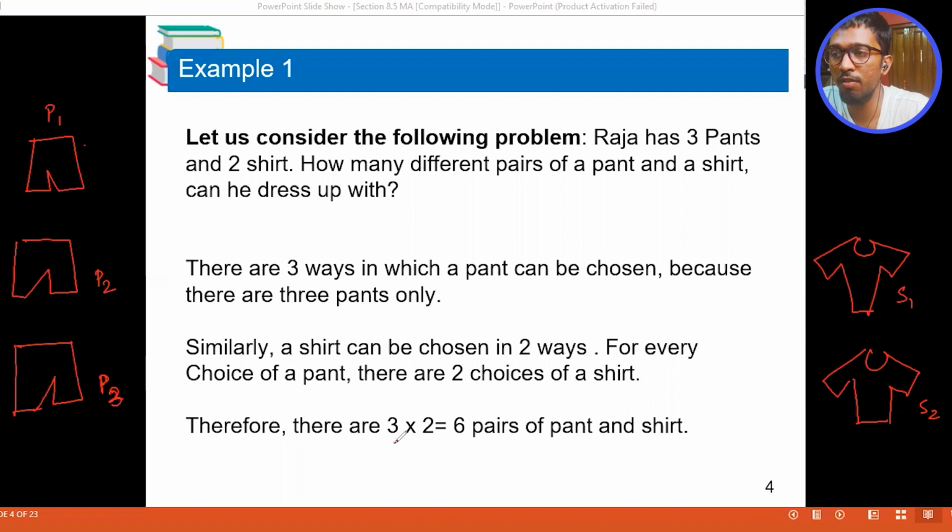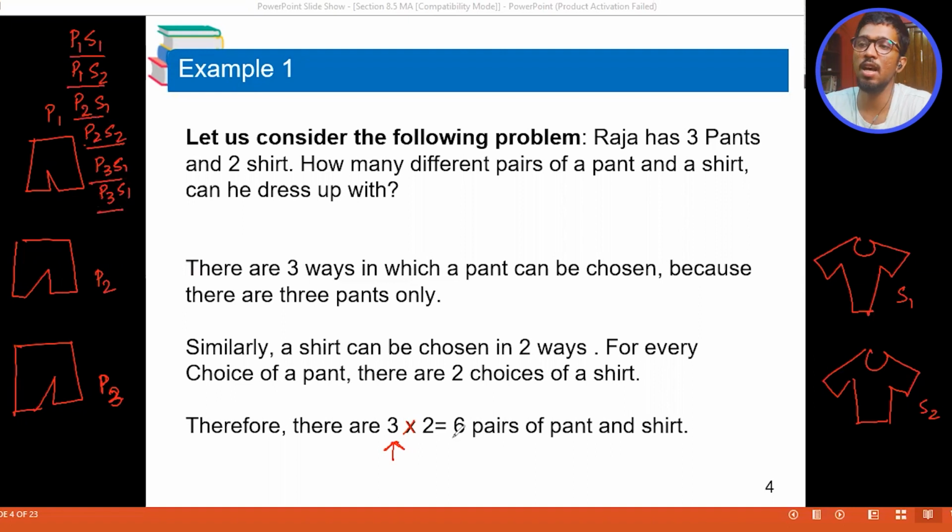So how many total ways can I pair them up? For every choice of pant, we have 3 choices of pant times 2 choices of shirt. So the total number of pairs will be 6. You can list it down like this: P1 S1, P1 S2, P2 S1, P2 S2, P3 S1 and P3 S2. So the total count is 6. This is the basic idea of counting.